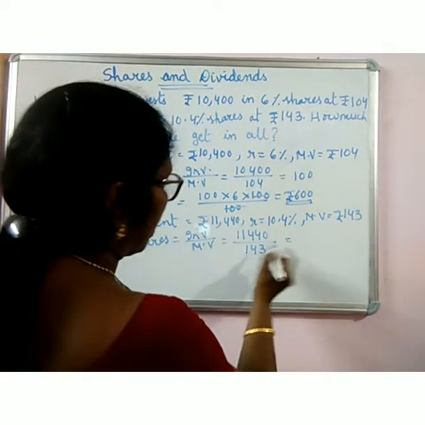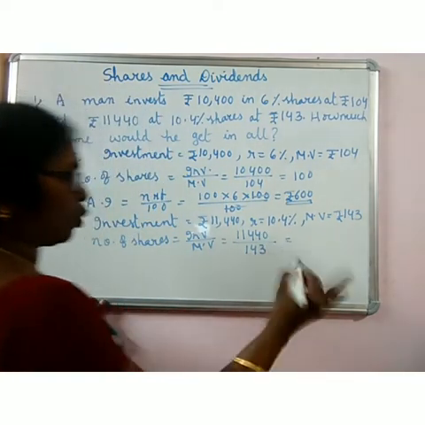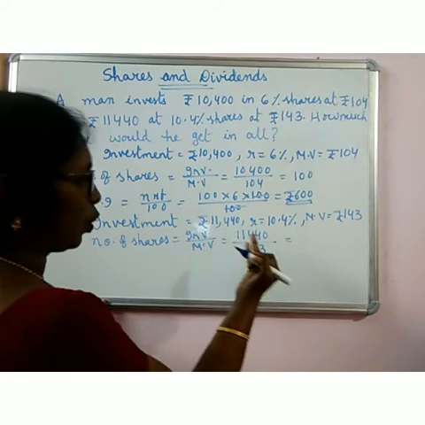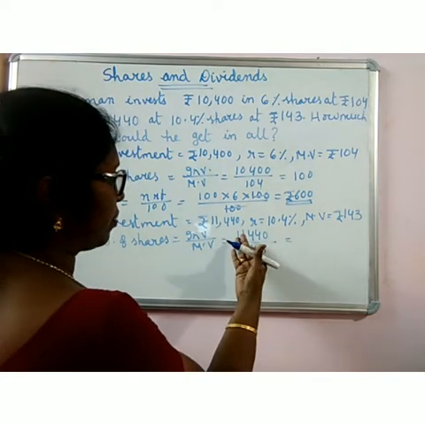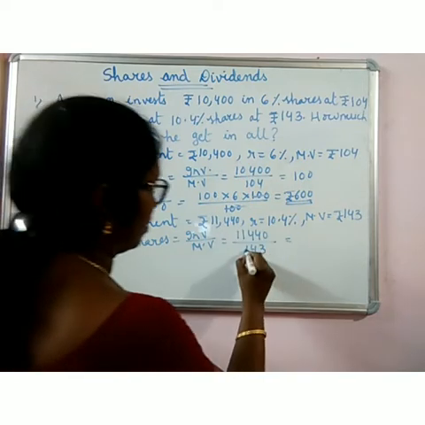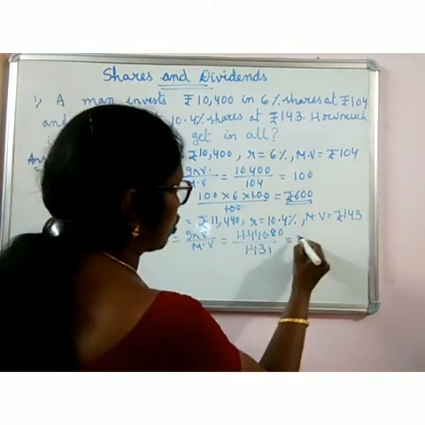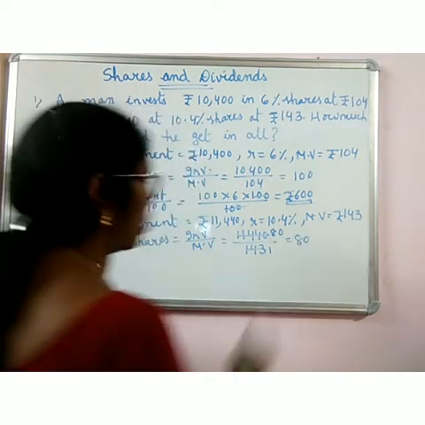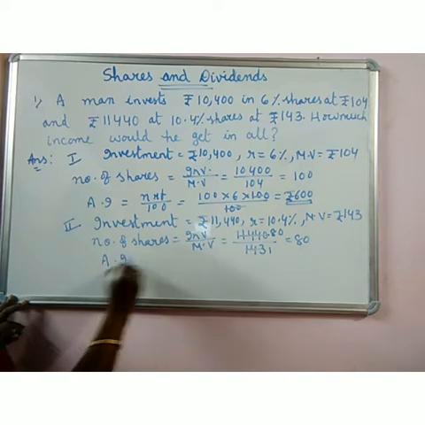Here if you see, it is divisible by 8. 8 3s are 24, 2 carry. 8 4s are 32, 34, 3. 8 1s are 8, 3 is 11. 143 1s are 143, 8, 0. So 80 shares. So let us find the annual income in the second case.